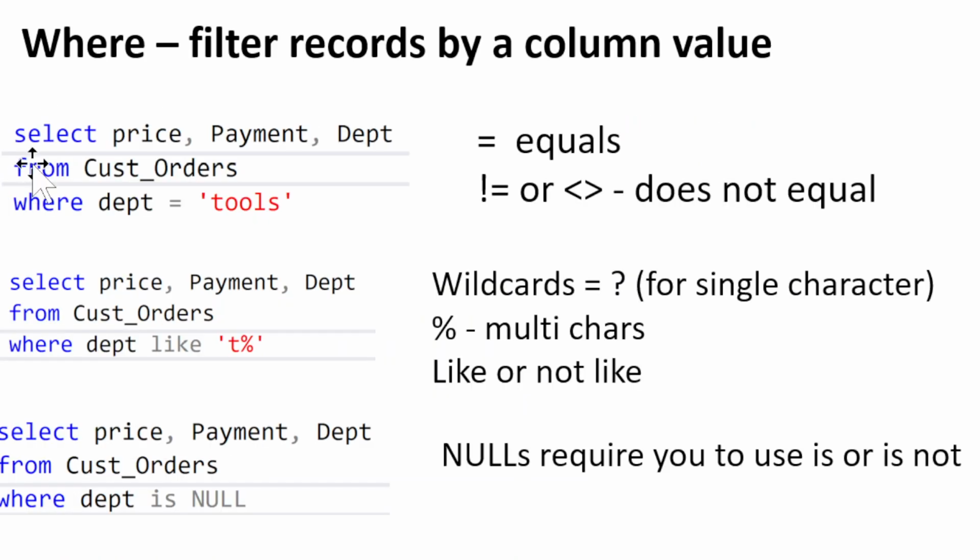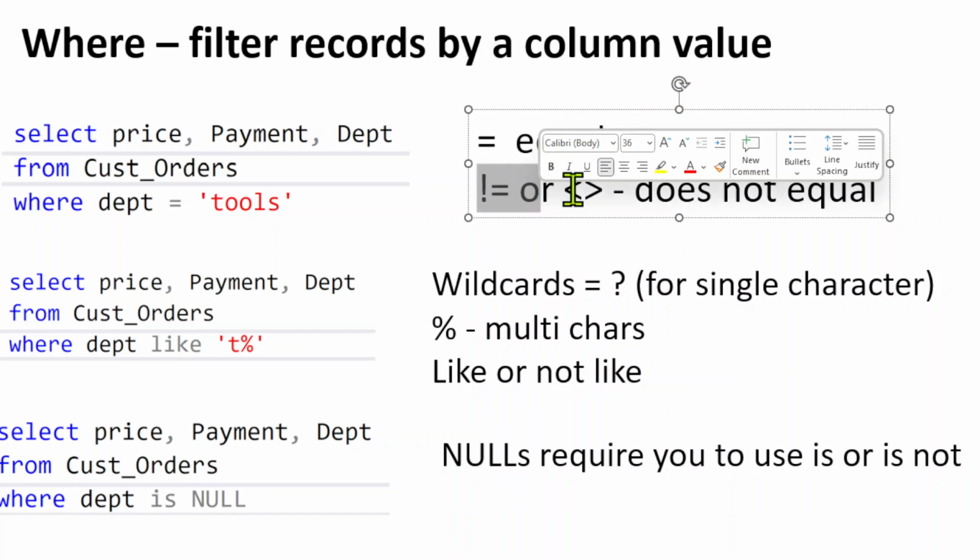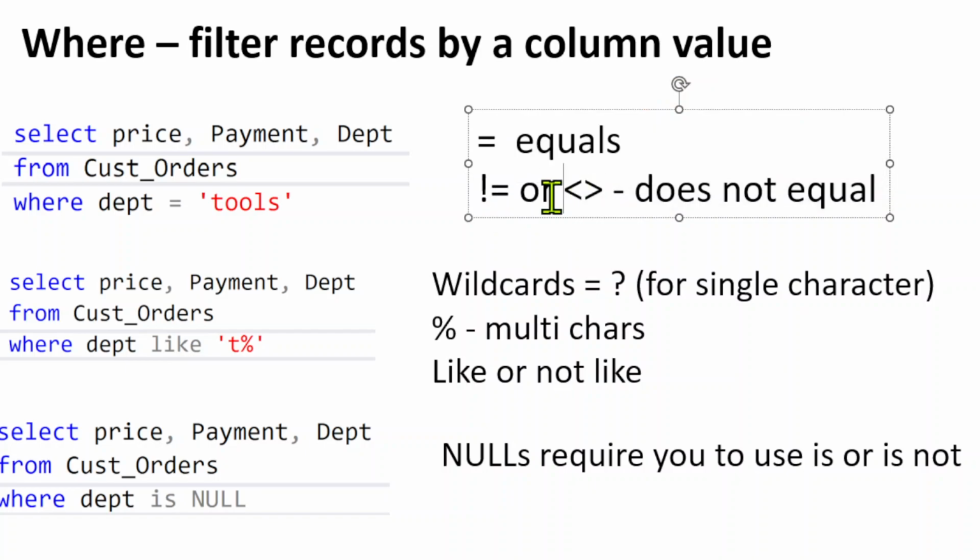Okay. Where allows us to filter by column values. So where select allowed us to filter the columns, which columns we want, this will allow us to filter records out by a column value, meaning in the column department, I only want the records that are equal to tools. And for equals, we use the equal sign. If we want does not equal, we use either the bang equal or the less than and greater than signs facing each other.